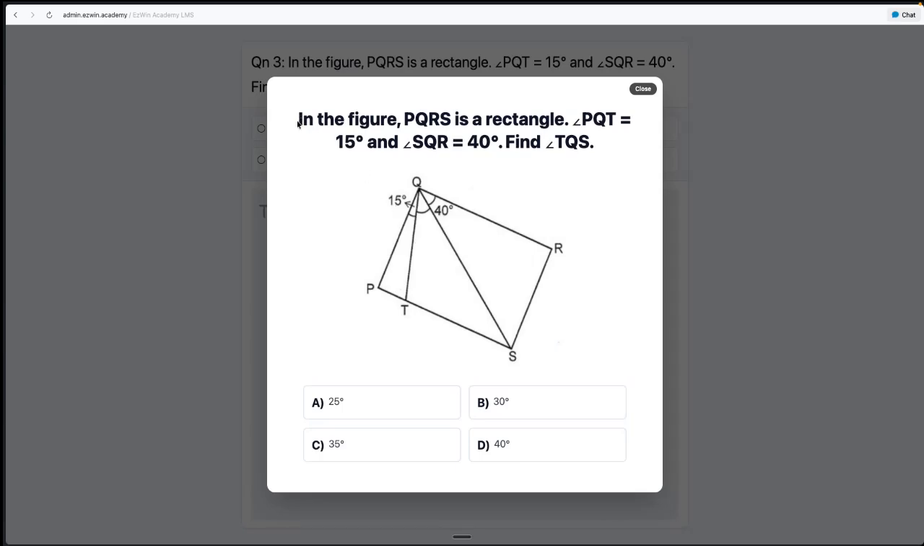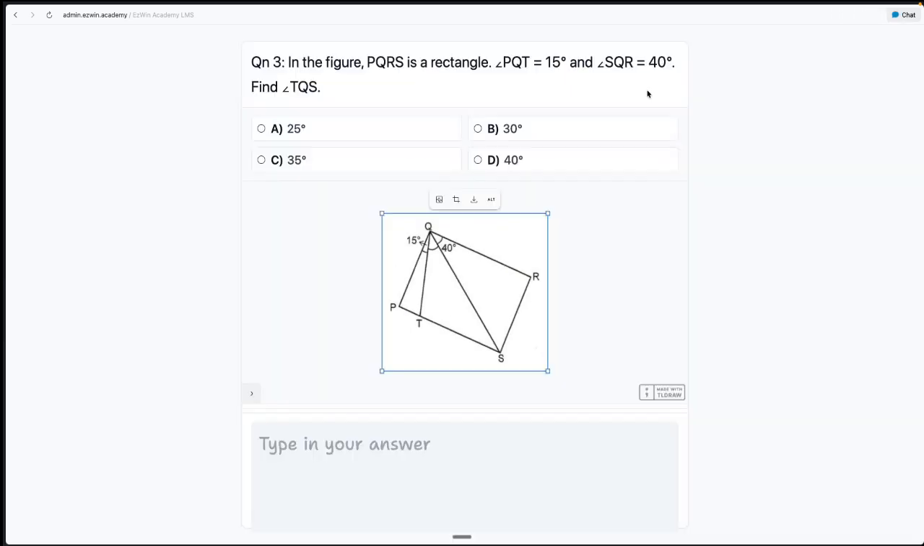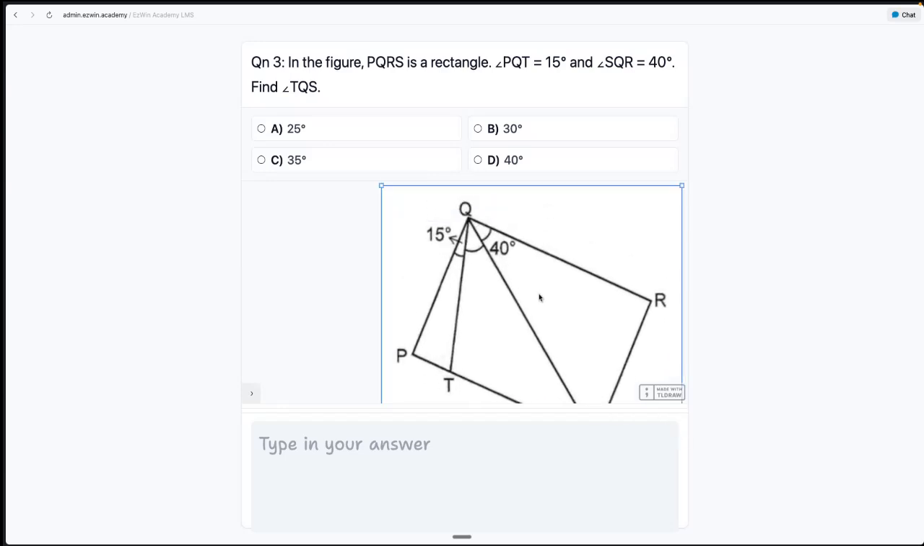Okay, question number 3. In the figure, PQRS is a rectangle. Angle PQT is equal to 15 degrees and SQR is 40 degrees. That's what you see over here. Find TQS. I think it's pretty straightforward for this. Since this is a rectangle, this whole angle over here is obviously 90 degrees because this whole figure is a rectangle.